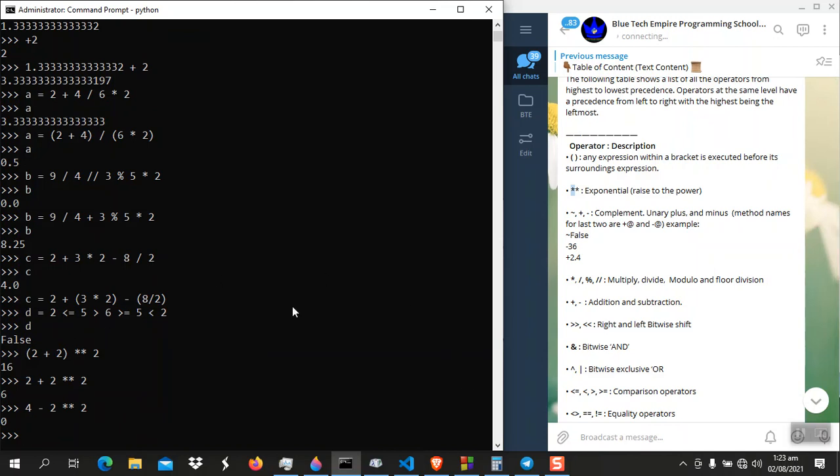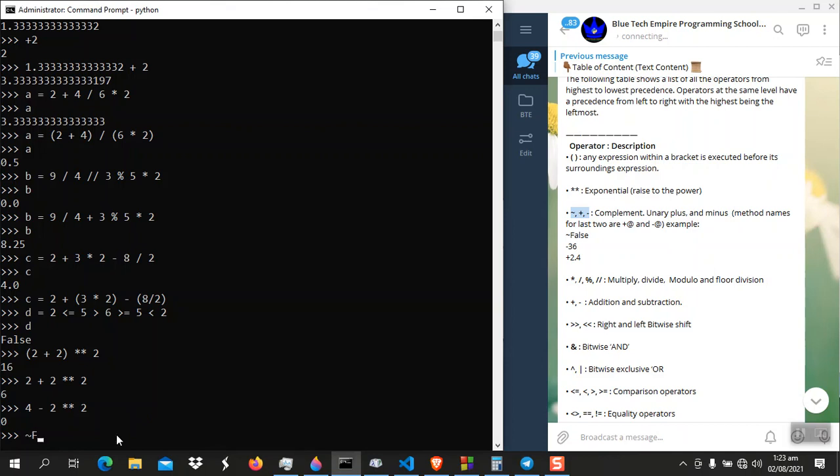Now let's see operators that act like you can see from this. These operators have the same precedence, so they actually operate from left to right. Let's see an example: complement, unary plus, minus, method names, and so on. So let's see some examples.